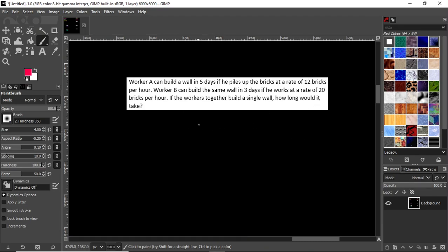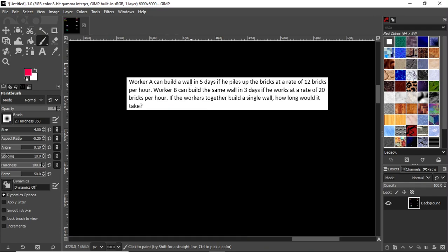Now there's another type of problem where this formula also shines through. I just need to make a bit of modification. This topic is popularly called combined work. Let's just read an example.